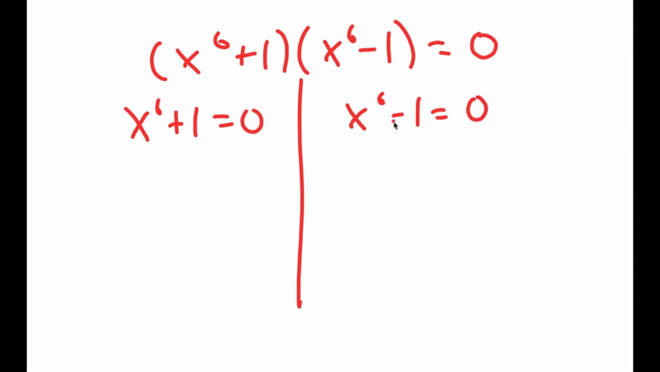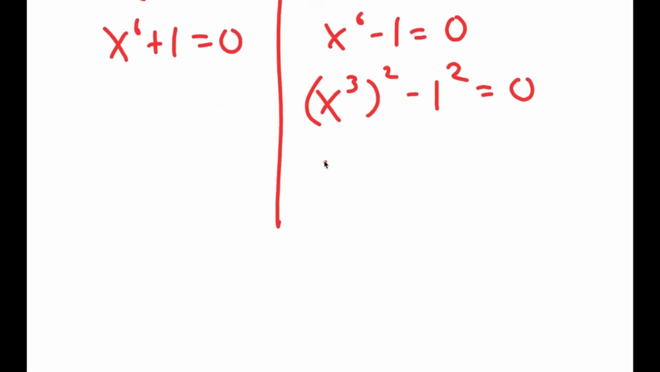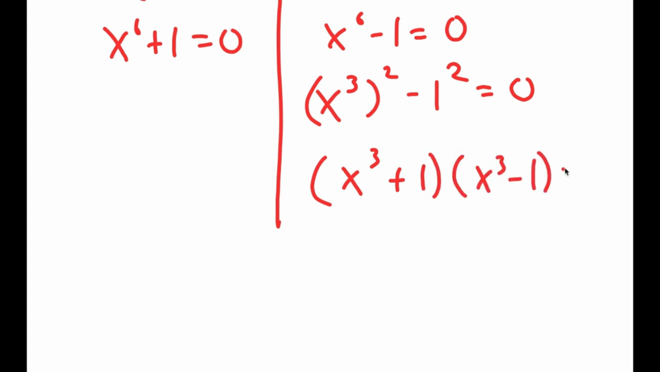I'm going to rewrite x to the power of 6 minus 1 equals 0 as x to the power of 3 to the power of 2 minus 1 squared is equal to 0. So I can use this property again and get x to the power of 3 plus 1 times x to the power of 3 minus 1 is equal to 0.